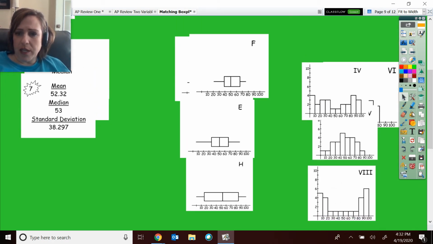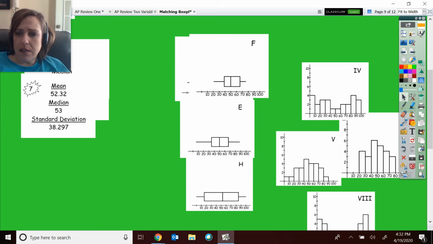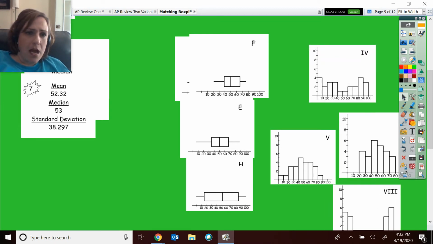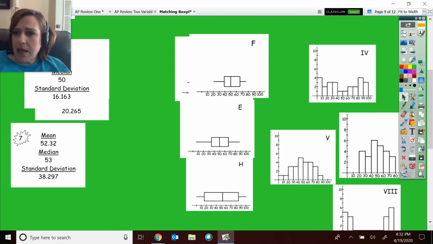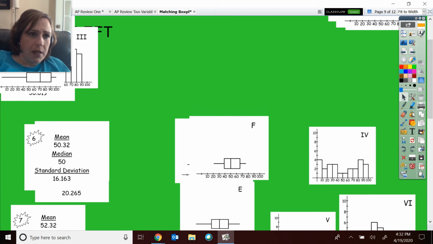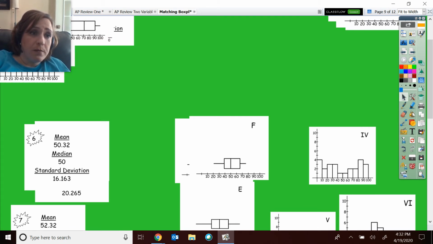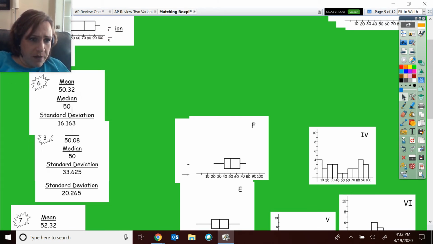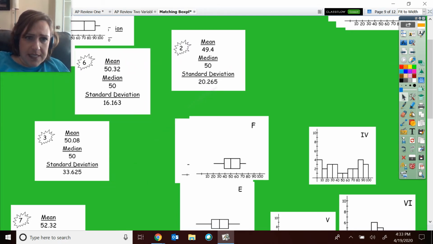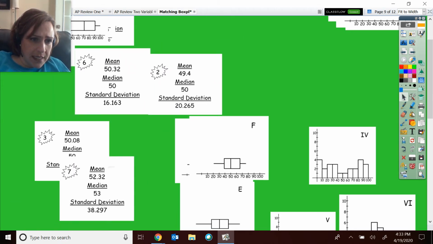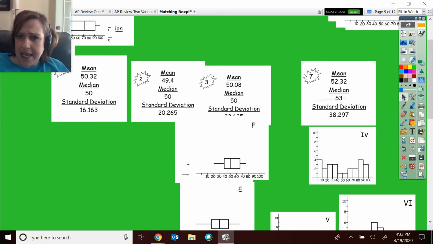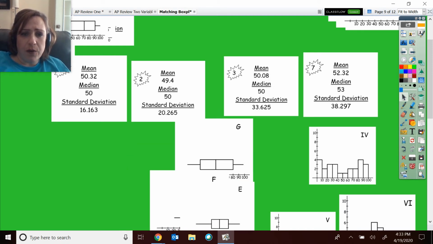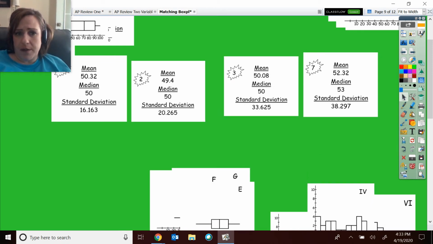Box plots, histograms, and data. All right, so what I'm going to do is go ahead and put my data from least varied to most varied. So there's 16 for the standard deviation, 20, 33, and then 38. Okay, so there I have it from least to most varied: 16, 20, 33, 38. Okay?